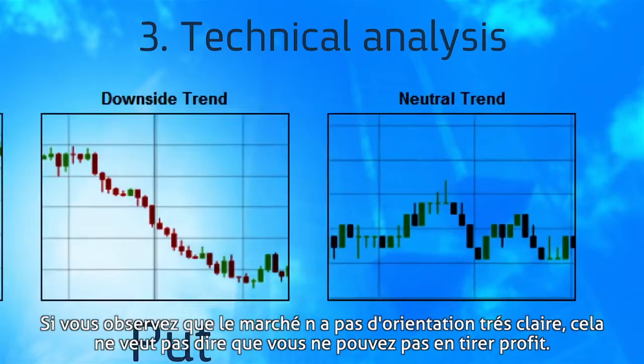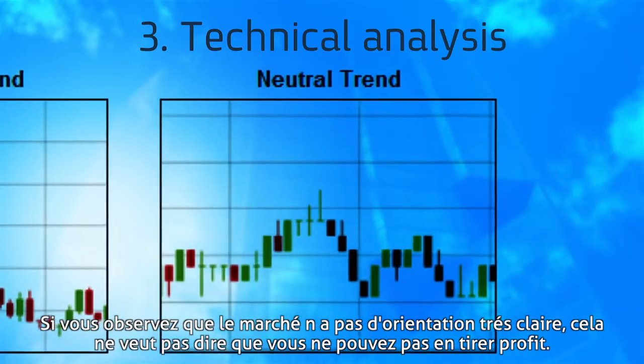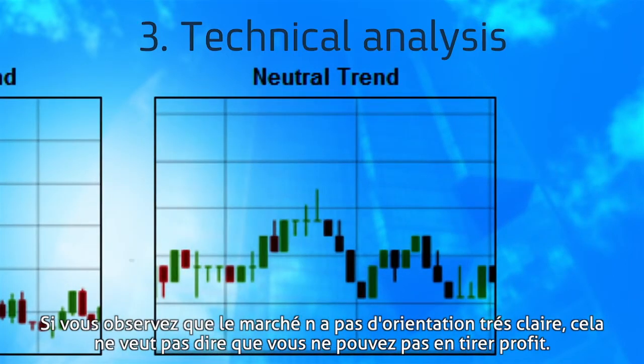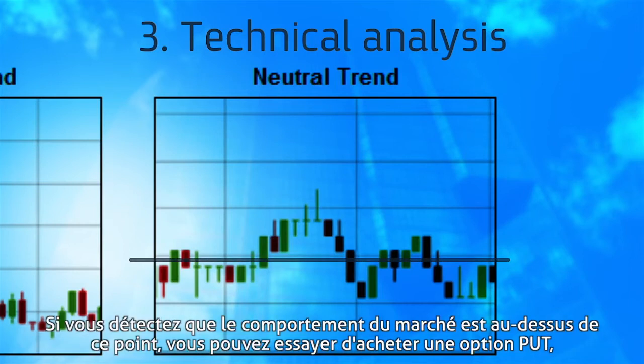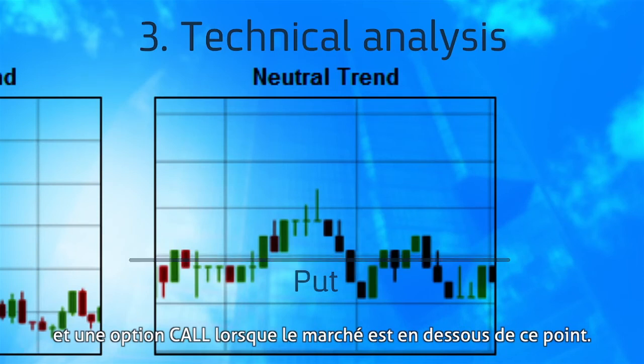If you notice that the market seems to lack direction, this does not mean that you can't gain from it. Note whether the market movement turns around a specific axis, a midpoint, which the price always crosses. If you detect that the market behavior is above this point, you may try buying a put option, since the market is bound to return to the same point, and a call option when the market is below that point.